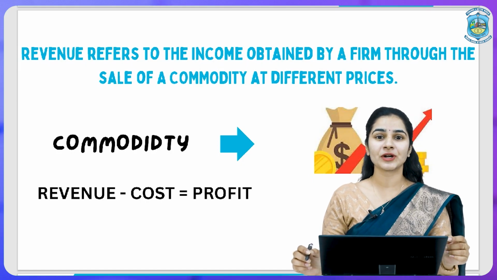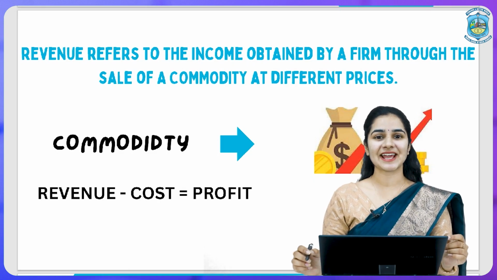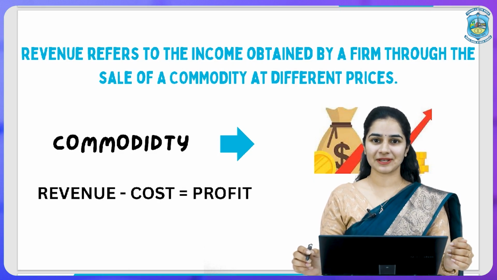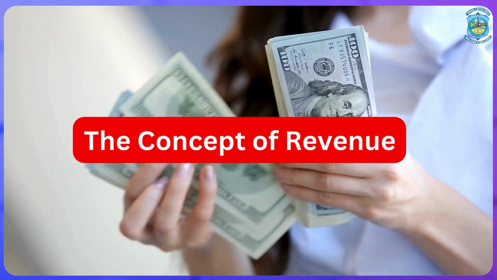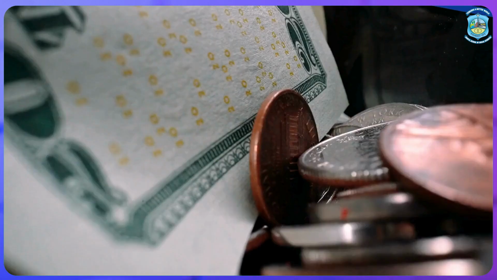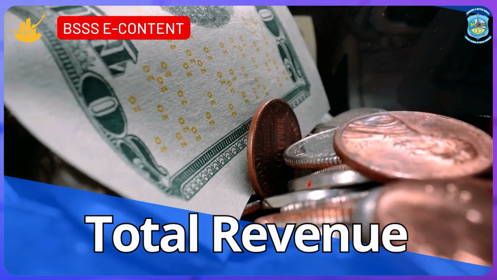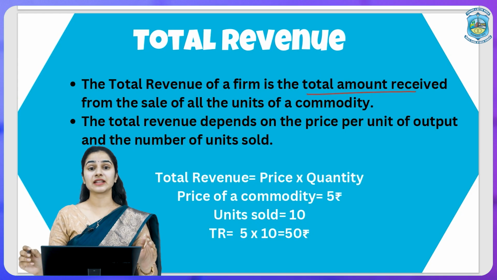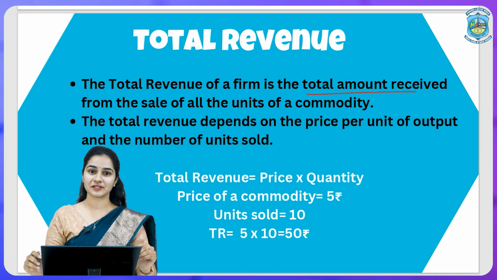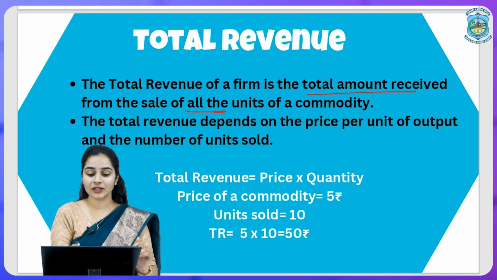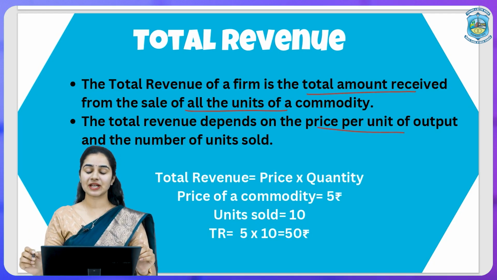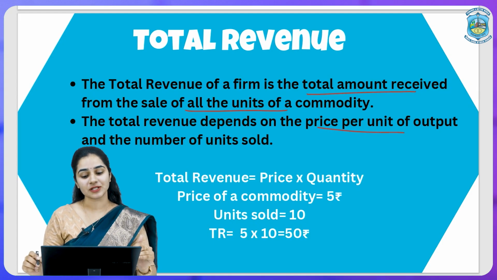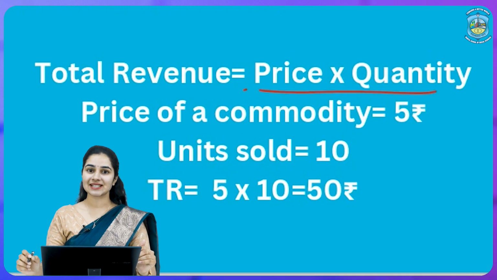Profit is the sole motive why the firms undertake their business, and so it can be calculated in the simultaneous way. Let us try to understand the different concepts of revenue. The first is the total revenue. Total revenue basically means the total amount received by the firms through the sale of all the units of a commodity. The total revenue depends on the price per unit and the number of units sold, and it can be calculated as the price multiplied by the quantity.